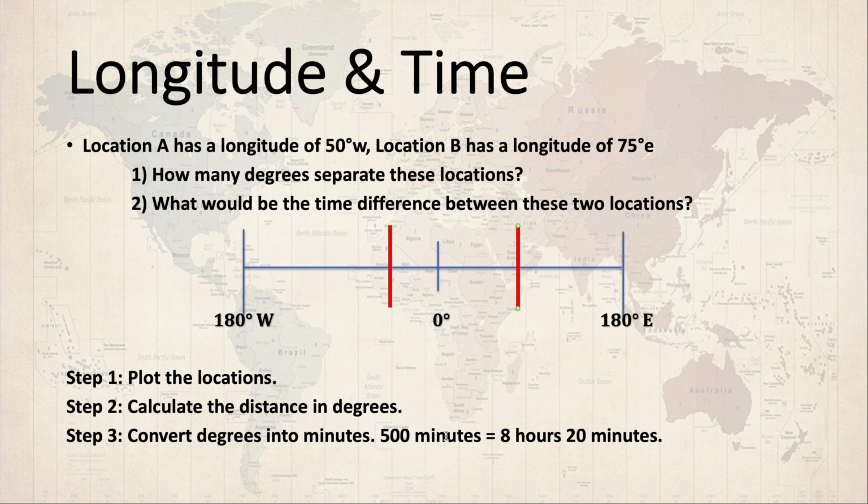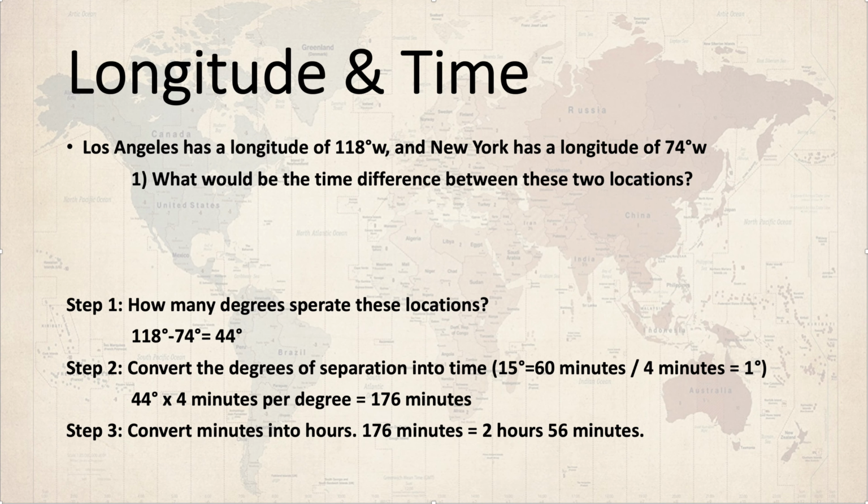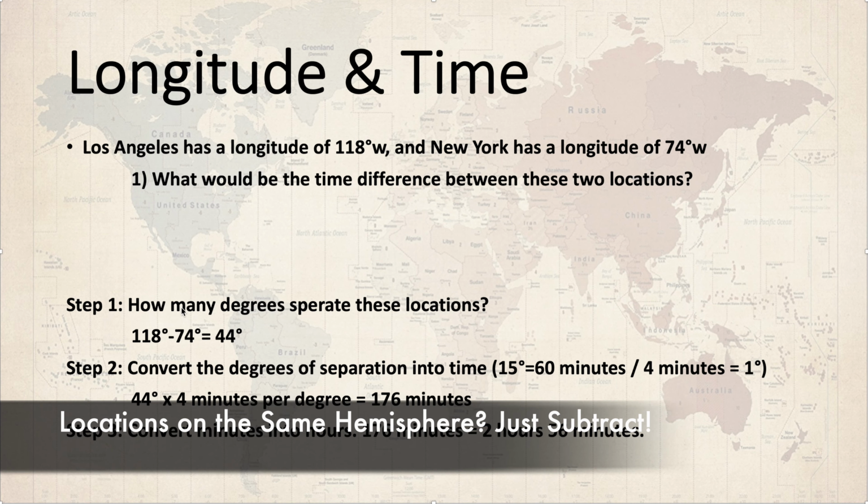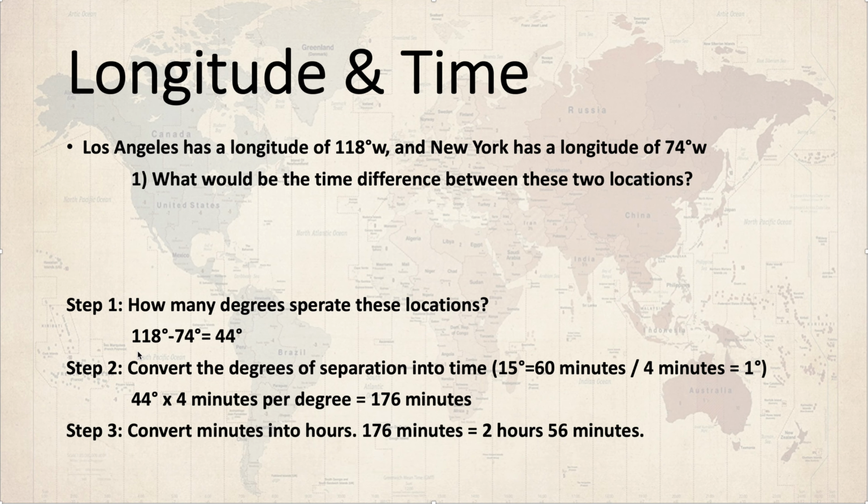Well, then I'm able to actually break that down a little bit, which 500 minutes is the same as 8 hours and 20 minutes. Let's look at a different problem with the same context. Los Angeles has a longitude of 118 degrees west, and New York has a longitude of 74 degrees west. What would be the time difference between these two locations? Well, luckily for us, they're both along the western hemisphere, so I can actually just subtract the two because I'm not dealing with the prime meridian. So 118 minus 74 gives me 44 degrees of distance between those two locations.